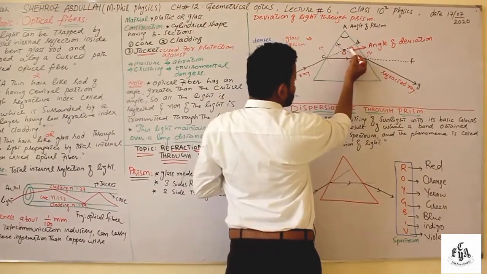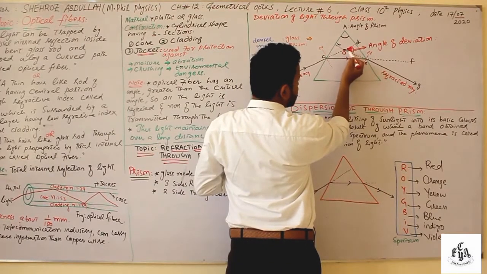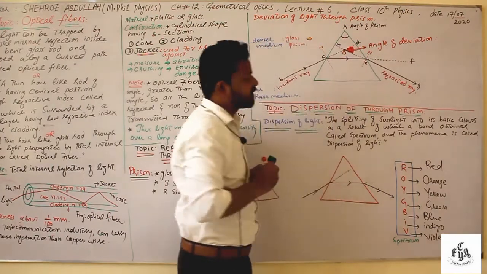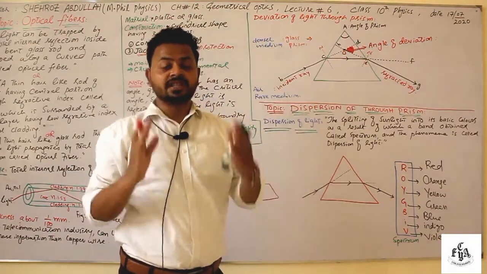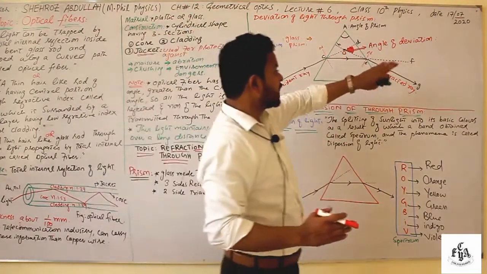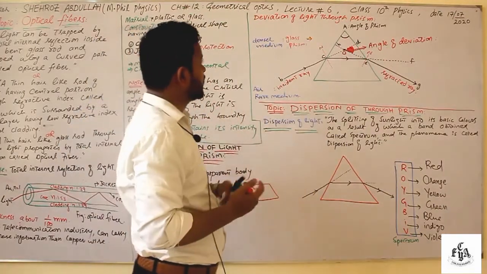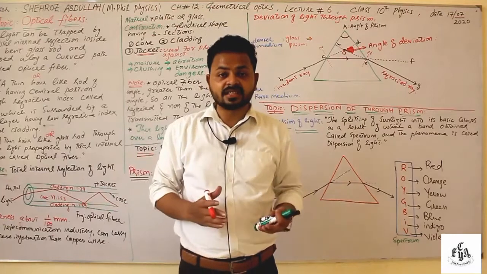Over here at point O an angle is forming. I'm talking about this angle. Do remember one thing, this angle is known as the angle of deviation. Angle of deviation, right? So this is how we deal with deviation of light through a prism.